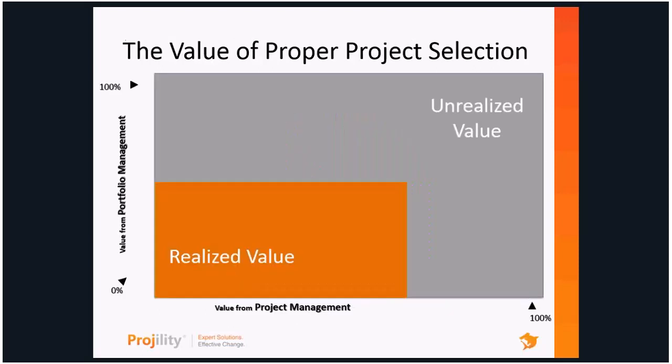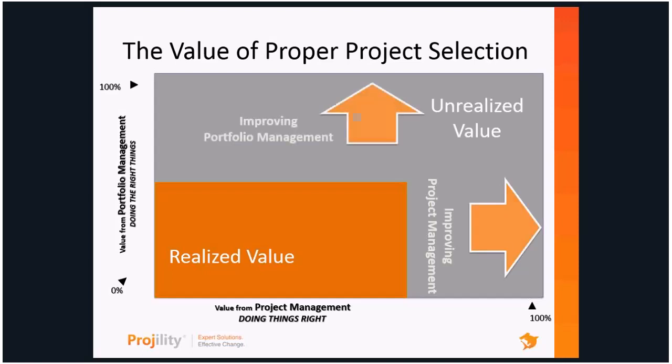When we look at the business value of doing proper project selection, there are two axes. Along the left axis is the value of portfolio management on a 0 to 100% scale. On the bottom is the value of project management. Portfolio management tells you whether you are selecting the right projects, the ability to select the right pieces of work to do, versus doing things the right way.